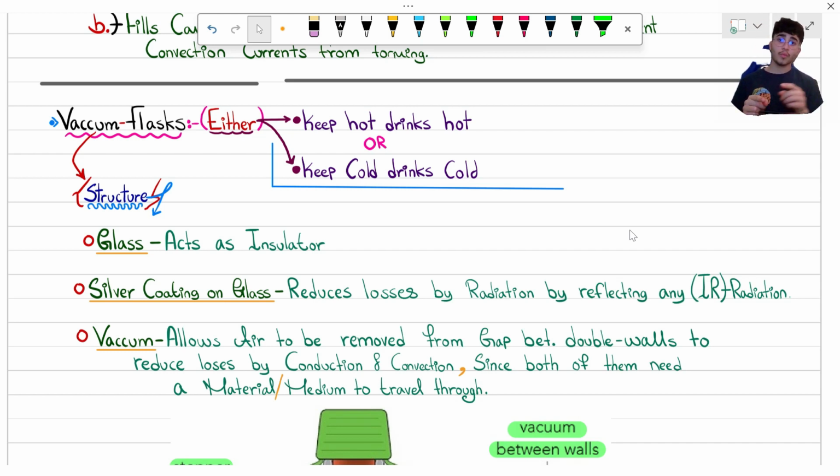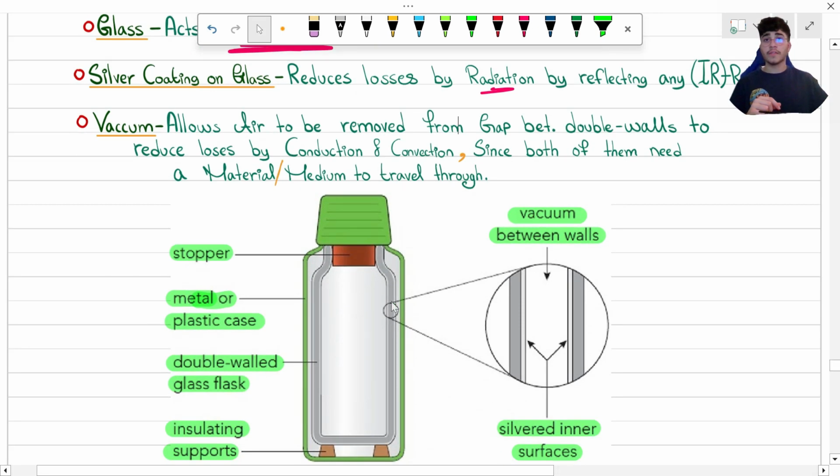It has glass, which acts as an insulator. It has a silver coating on the glass, so the glass is already insulating, but the silver coating reduces losses by radiation by reflecting away any IR radiation. And as you can see, it has a vacuum in between here. This allows air to be removed from the gap between the double walls to reduce the loss by conduction and convection, since they need a material to travel through.